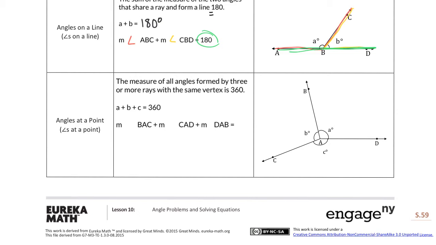The measure of all angles formed by three or more rays with the same vertex is 360. So here we have A plus B plus C, and that's going to give us a total of 360 degrees. So here I have angle BAC plus CAD and angle DAB. All these angles together are going to give us 360 degrees.